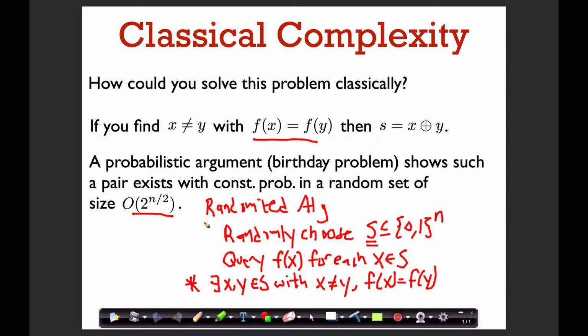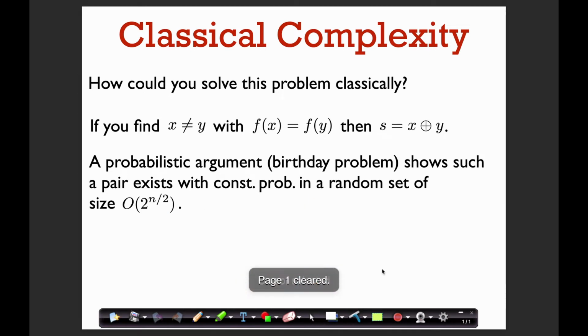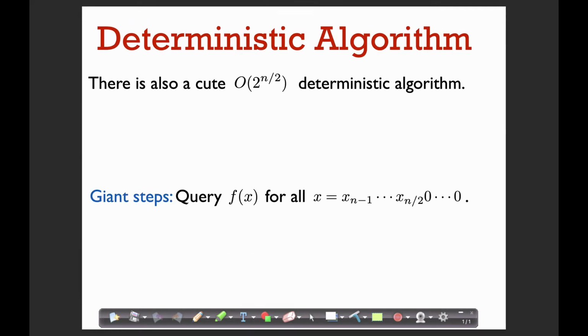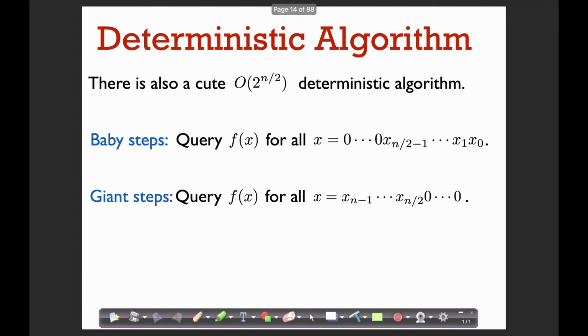All right, so that is a randomized algorithm. It turns out that in this case, you don't even have to use a randomized algorithm to achieve this complexity. You can also achieve it with a deterministic algorithm. I should also mention that this is a tight upper bound up to constant: any randomized algorithm must query the oracle at least 2 to the n over 2 many times. But there's a very cute deterministic algorithm that achieves the same complexity.